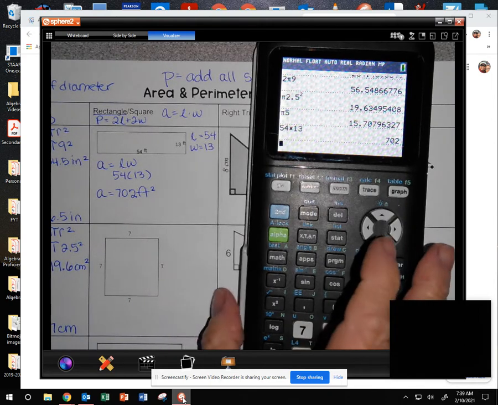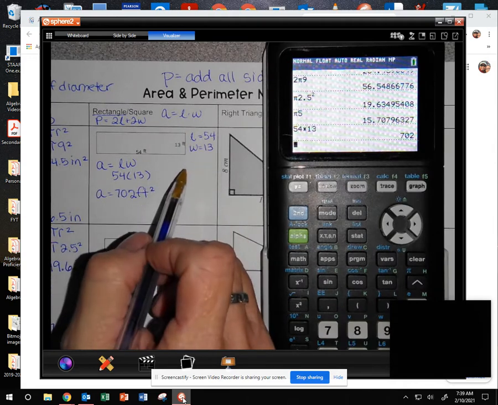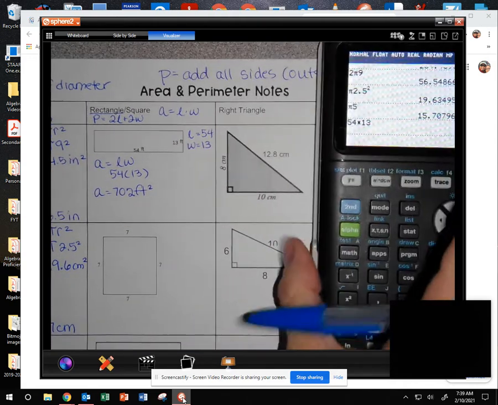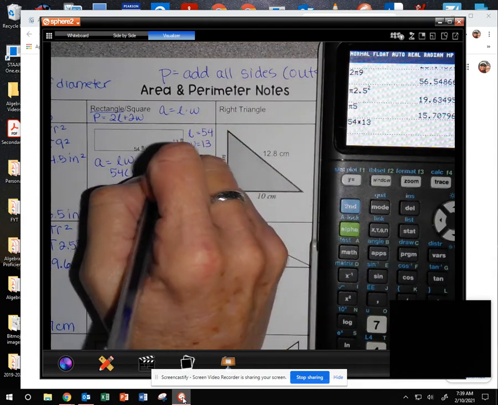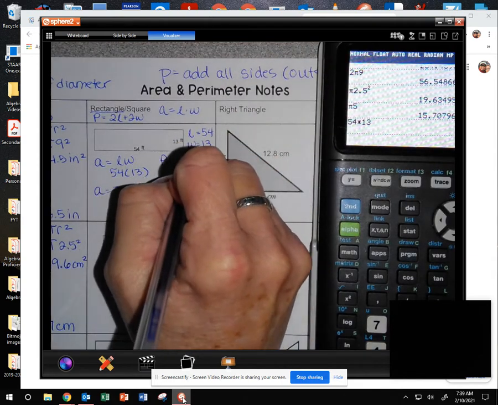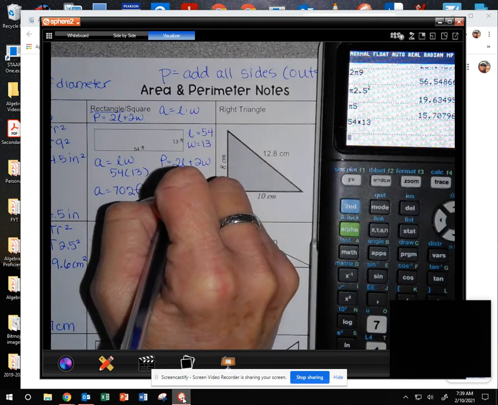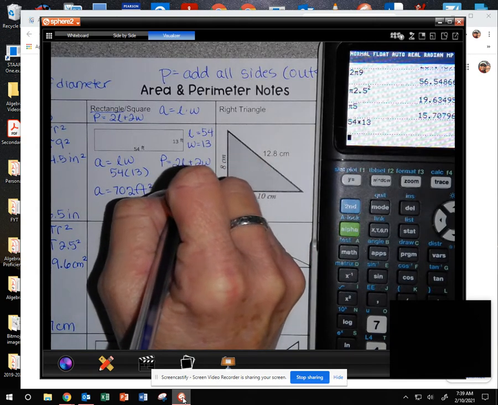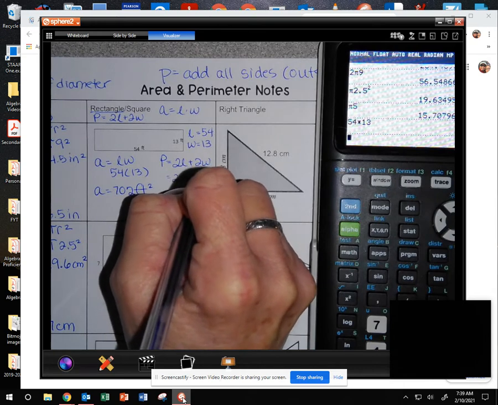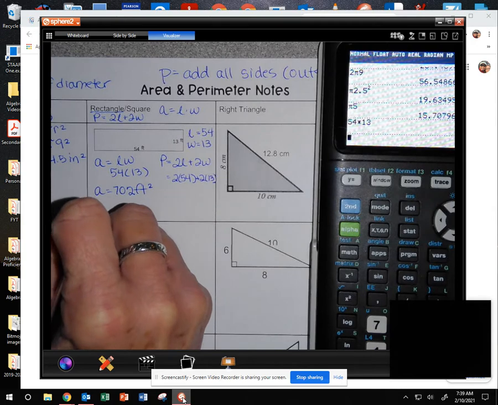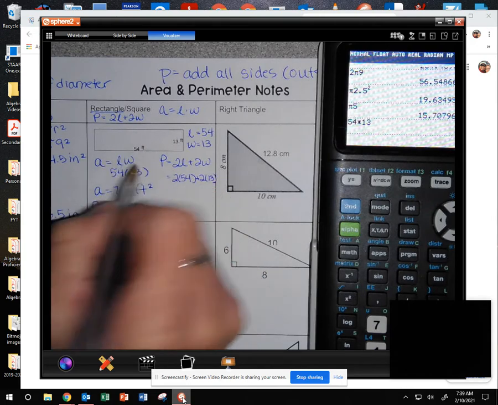Okay, now I want to find the perimeter of this rectangle. So you can do either way. We can use this formula, P equals 2L plus 2W. So 2 times 54 plus 2 times 13. Or we can add all the sides.